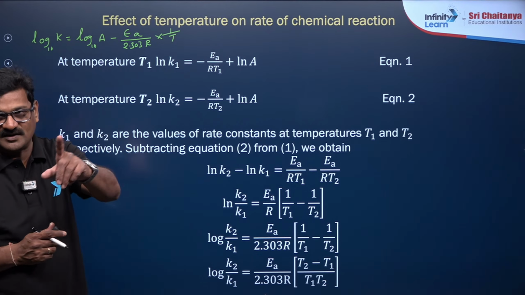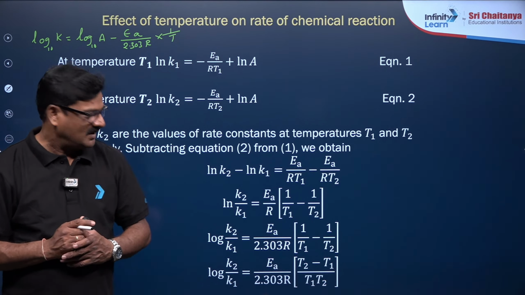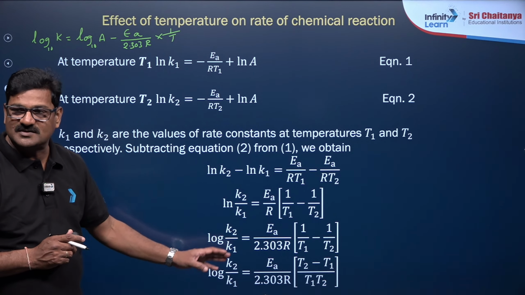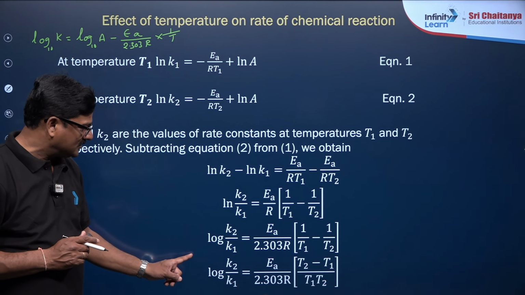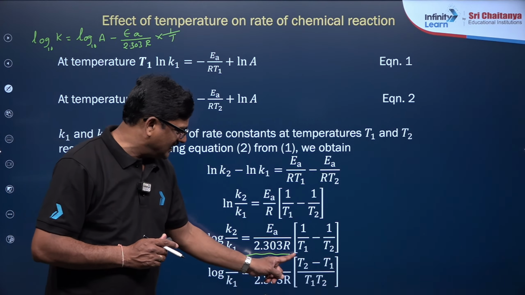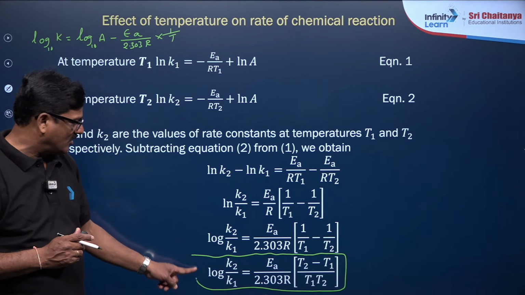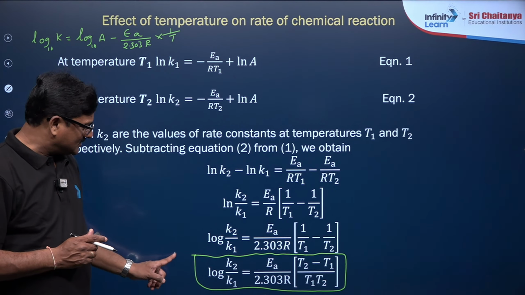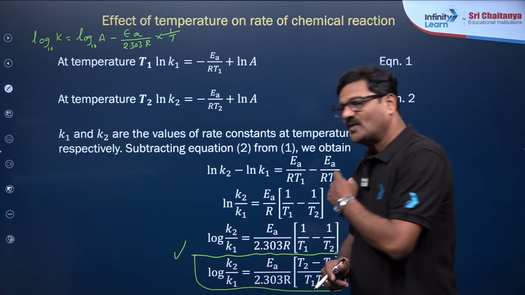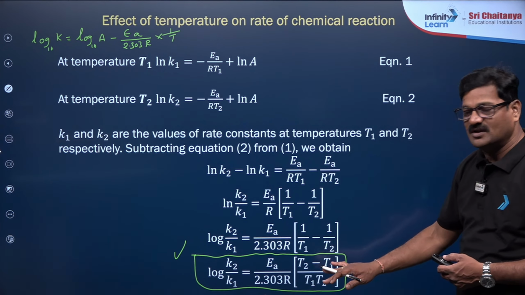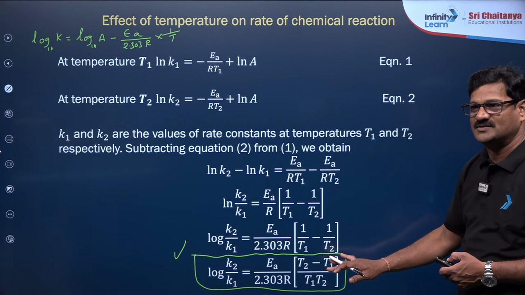Hope you are understanding then. It is going to be 1 by T1 minus 1 by T2. And you can say log K2 by K1 is equal to EA by 2.303 R of T2 minus T1 upon T1 T2. This particular equation can help you a lot. Even in the CBSE textbook, there are certain questions based on this. In the previous NEET examination also, questions based on this have been asked several times.